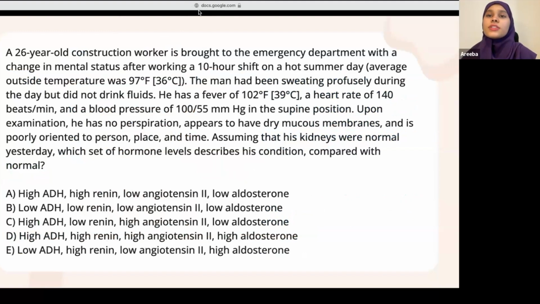Okay. A 26-year-old construction worker is brought to the emergency department with a change in mental status after working a 10-hour shift on a hot summer day. The man had been sweating profusely during the day but did not drink fluids. He has a fever of 102 Fahrenheit, a heart rate of 140 beats per minute, and a blood pressure of 100/55 in the supine position. Upon examination, he has no perspiration, appears to have dry mucous membranes, and is poorly oriented to place and time. Assuming that his kidneys were normal, which set of hormone levels describe his condition compared with the normal?